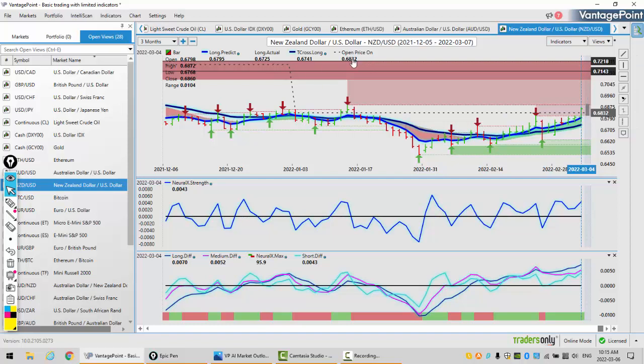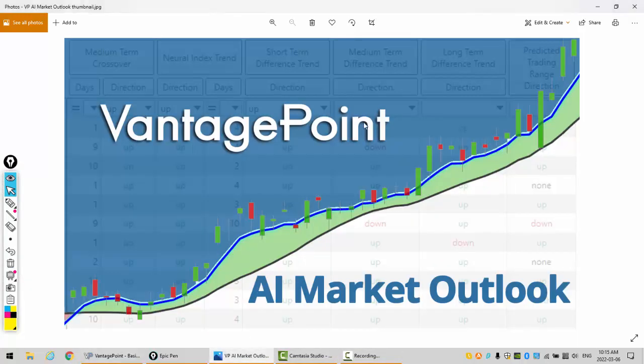So the New Zealand level is coming in, price on open, the yearly opening price, 68.32. We follow it down to the long predicted at 67.95, and our T cross long, our last line of defense here, guys, 67.41. So with that said, this is the VantagePoint AI Market Outlook for the week of March the 7th, 2020.